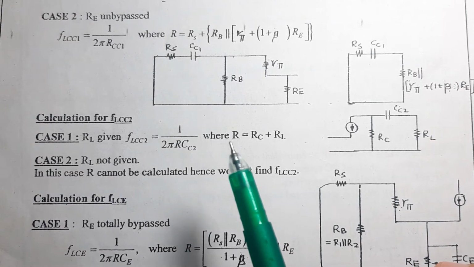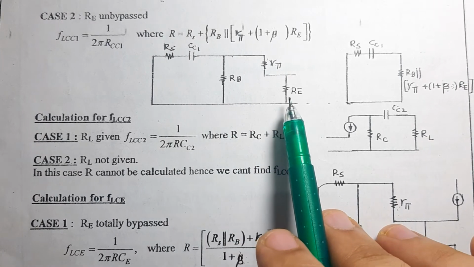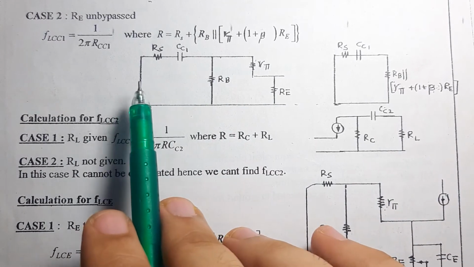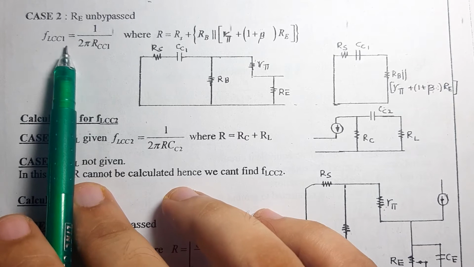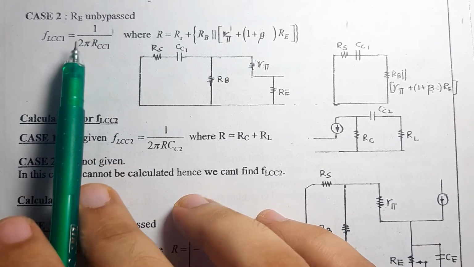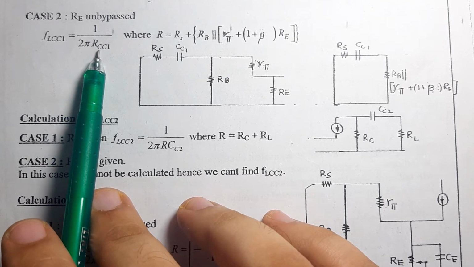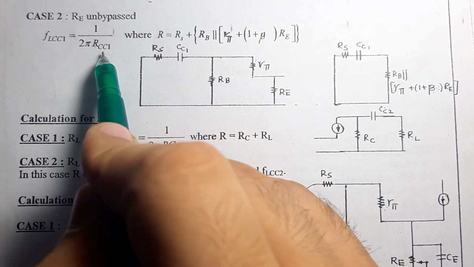Now in the case if your RE is unbypassed, your RE will remain in the circuit. Now as we had said, we'll find out FLCC1. Now FLCC1 is given as 1 upon 2 pi R CC1. There is a printing mistake over here. It will be nothing but R into CC1 over here.